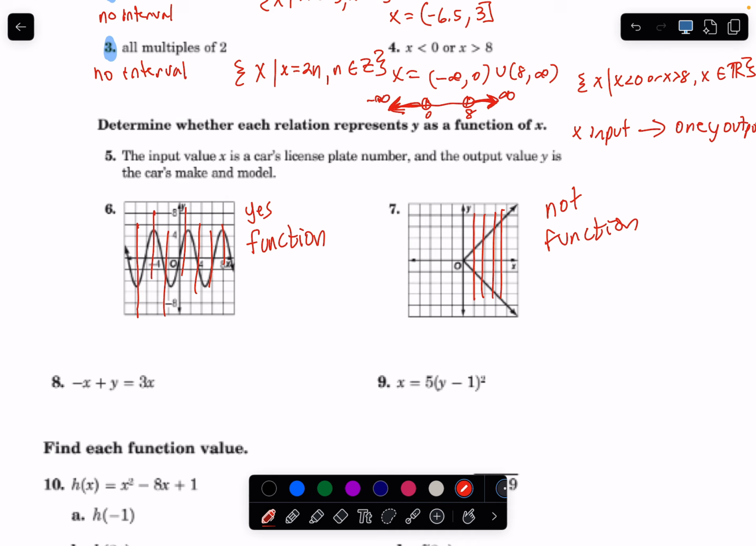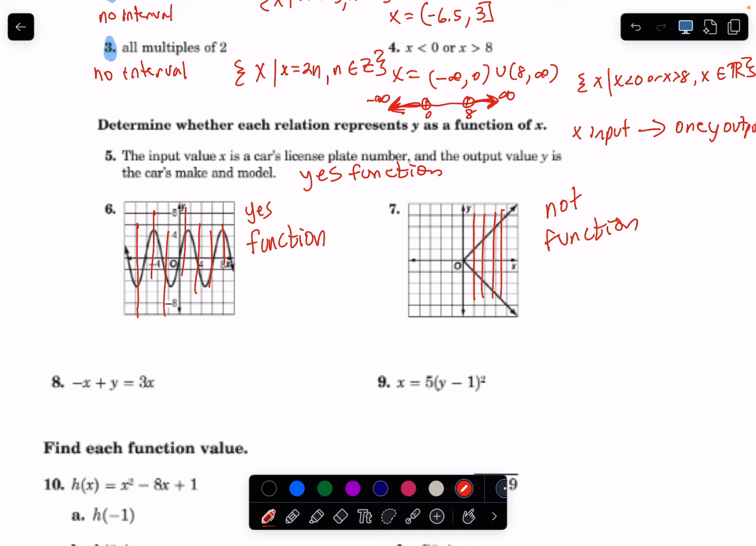So you think about, if I use that x, will it only be used in such a way that it's paired up with something perfectly just once? So that output is only just one thing. Okay. Let's look at 8.